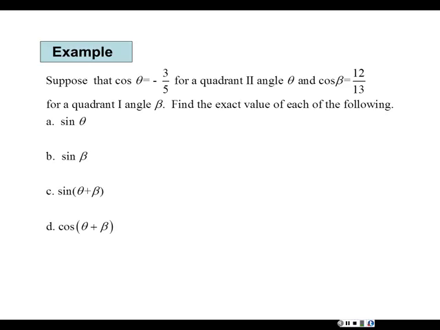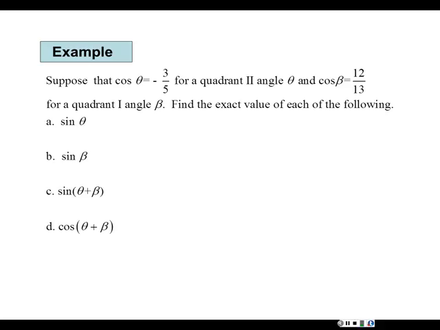13 square over 12 square, which is 1 minus 144 over 169, right? How much do you get? Is this 5 over 13? That's 5 over 13, right? And we took the positive value. So sine beta is 5 over 13.